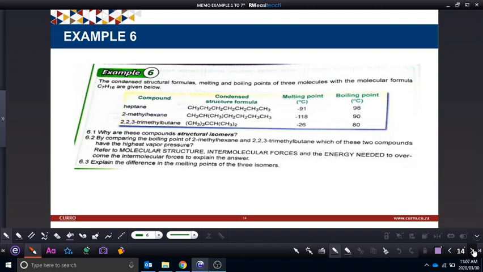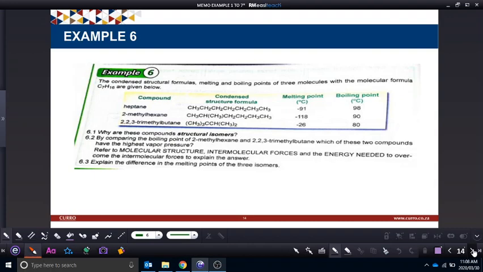How do we know that? If you look at the molecular structure, if you look at the intermolecular forces, both of them have induced dipole forces, but because there is only one branch in 2-methylhexane, we will see that there are stronger intermolecular forces in the 2-methylhexane than in the 2,2,3-trimethylbutane. So more energy will be needed to overcome the intermolecular forces in the branch.